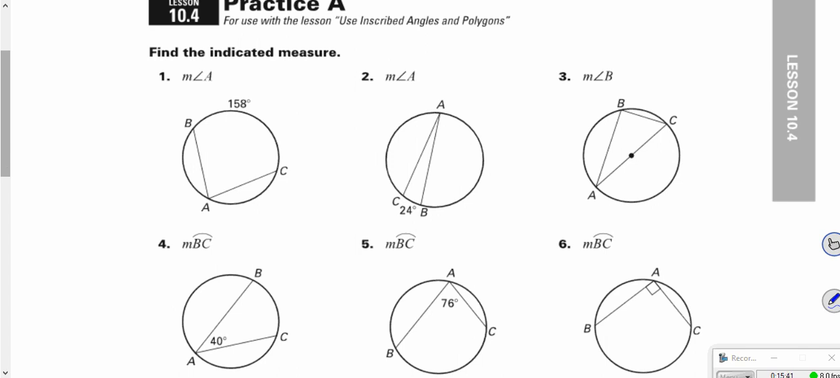Remember, inscribed angles are half the arc measure. So the measure of angle A, we're talking about this one. Here's the intercepted arc, which is 158. So the measure of angle A is 1/2 of 158 degrees, which gives me 79 degrees. An inscribed angle is half the intercepted arc measure.